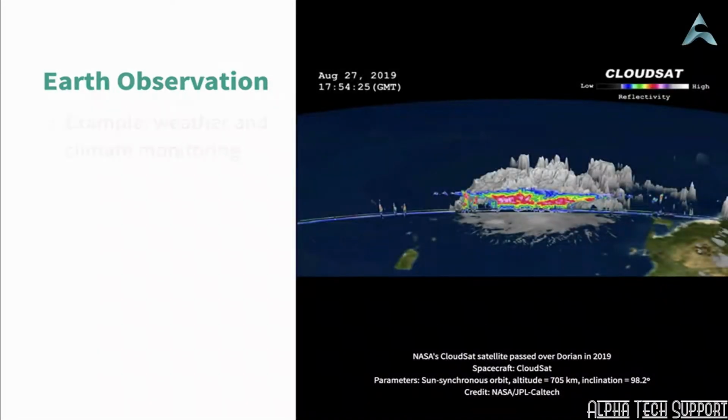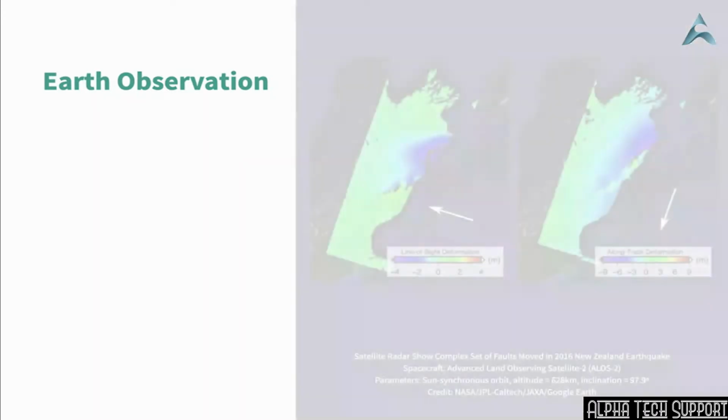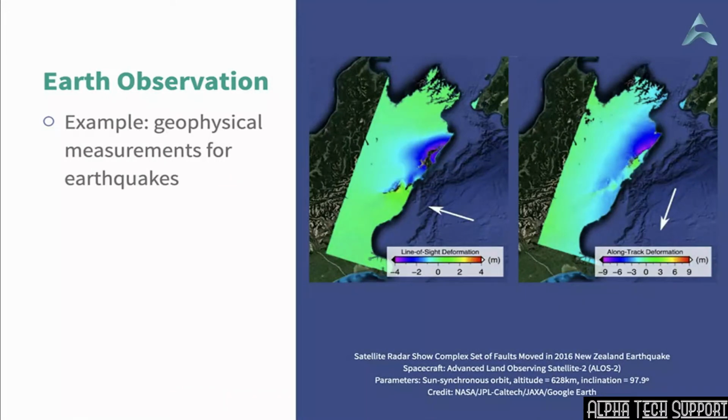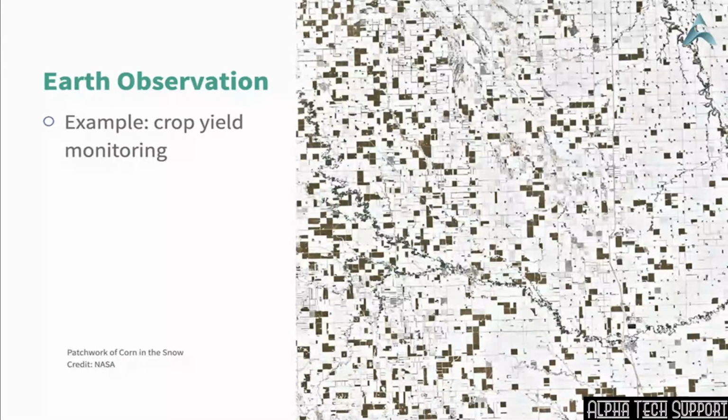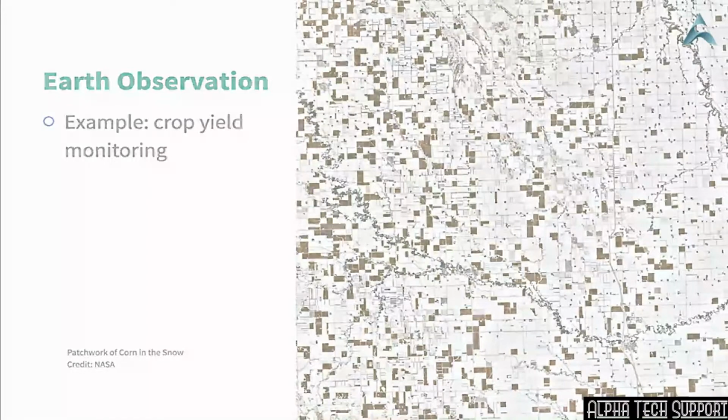They can also help fight climate change through monitoring deforestation, rising sea levels, and greenhouse gas emissions in the atmosphere. Earth-observing satellites can perform geophysical measurements to understand earthquakes with a satellite radar. Wildfires can also be monitored through the Visible Infrared Imaging Radiometer Suite sensor on the polar orbiting satellites. They can monitor the crop yields to assist agricultural activities and production.